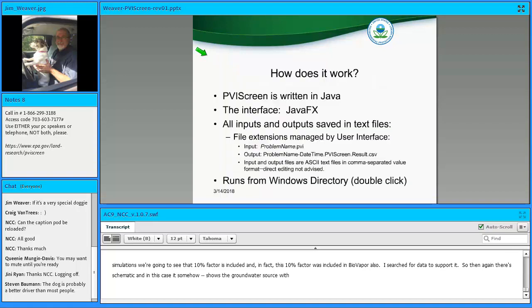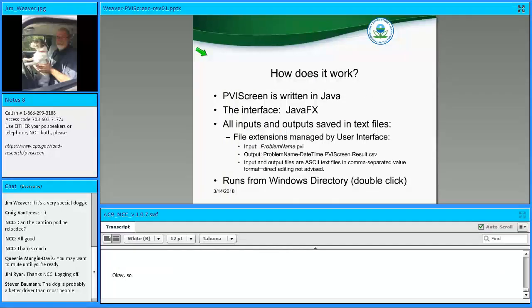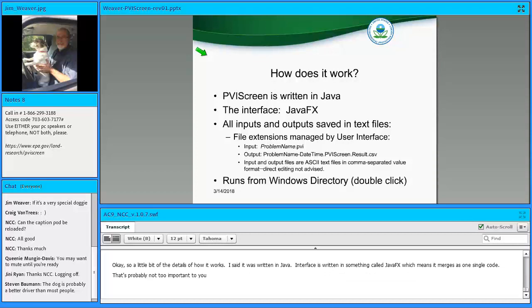Okay, so a little bit of the details of how it works. I said it's written in Java. The interface is written in something called Java FX, which means it merges right in with the Java as one single code. That's probably not too important to you, but what is important is that all the inputs and outputs are saved in text files.